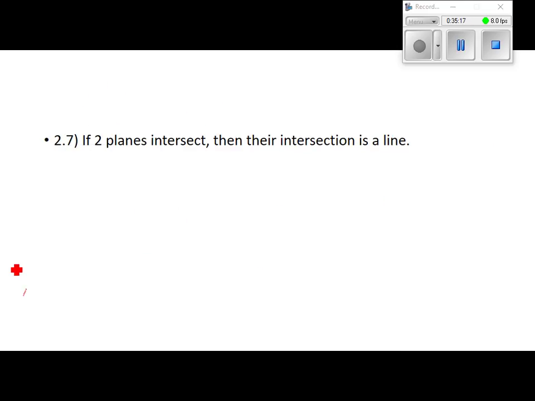Next one, what's it called? Plane intersection postulate. Might want to make sure you're listening when you write this stuff down because you probably can't read my cursive. And I forget not to write in cursive. Plane intersection postulate.